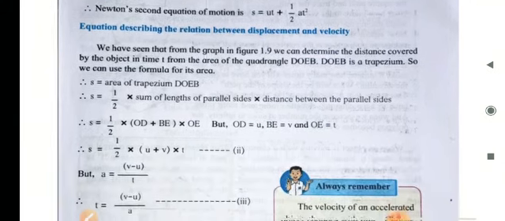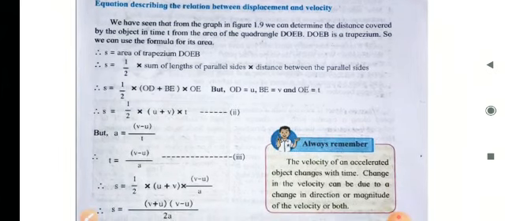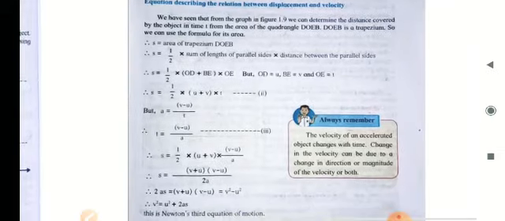Next, let us go to the third equation describing the relation between displacement and velocity. We have seen that from the graph in the figure 1.9, we can determine the distance covered by an object in time t from the area of the quadrangle DOEB. DOEB is a trapezium, so we can use the formula for its area. So therefore, s is equal to area of trapezium DOEB. That is equal to half into sum of the lengths of the parallel sides into distance between the parallel sides.